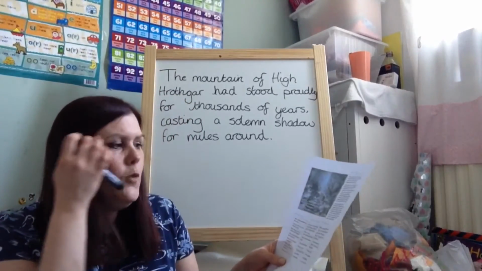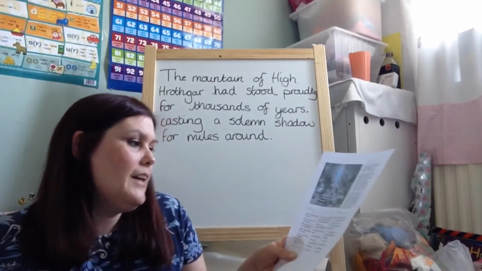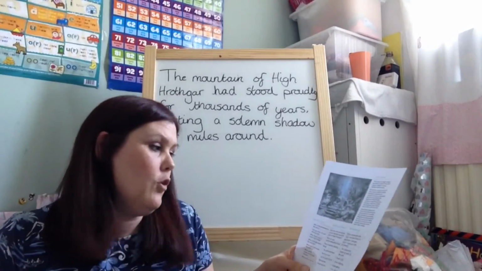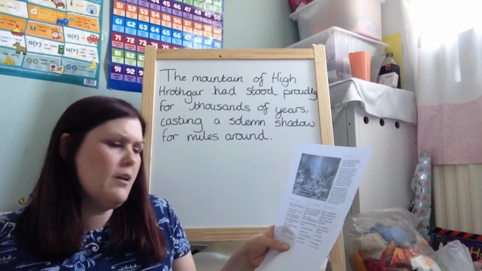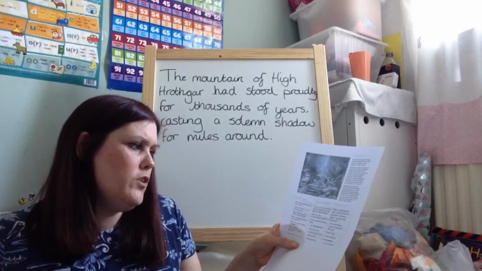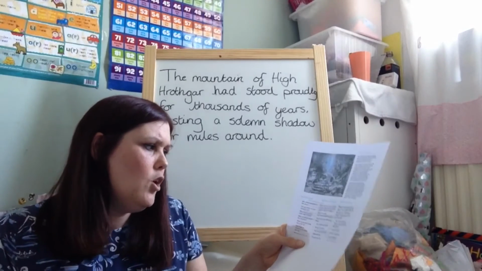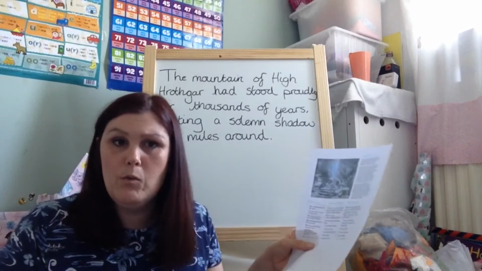So on here it says, who is the adventurer in the story? Can you think of a good name for him? Why does he want to climb High Hrothgar? Why are people afraid of the mountain? What do you think awaits him at the top? What might the adventurer be carrying with him?